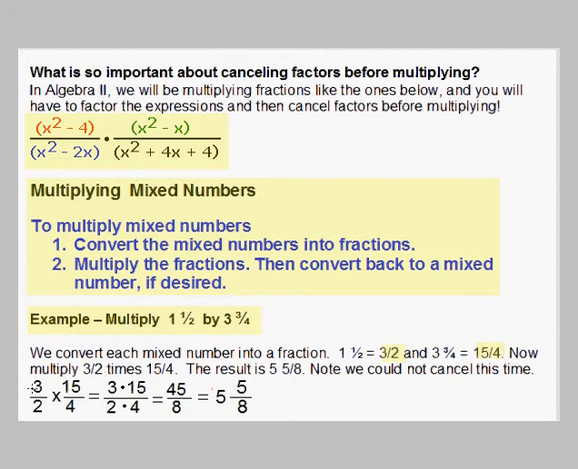Now we multiply these fractions. 3/2 times 15/4. There are no factors that can be divided out of both numerator and denominator here, so we just multiply these the way they are. 3 times 15 makes 45, and 2 times 4 makes 8. So our answer is 45/8. Well, we can convert this back to a mixed number by dividing out 45 by 8. 8 goes into 45 5 times with a remainder of 5, so our mixed number answer would be 5 5/8.